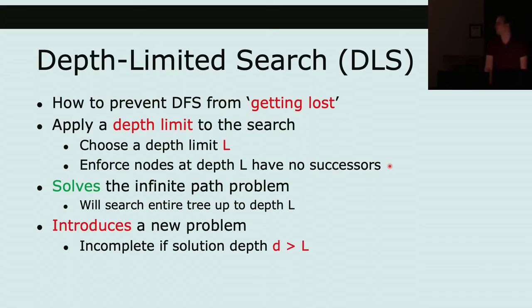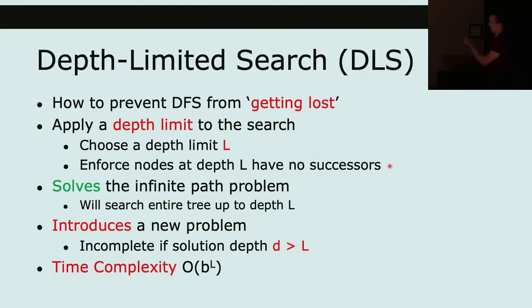But of course, it introduces a new problem, which is that it's incomplete if the solution is past L. So if we chose L equal to 15, but the first solution is at depth 20, we won't find it. The time complexity, however, got a little bit better because it's now b to the power of L, the limit that we've chosen. It's no longer the maximum possible depth. And the space complexity is even better, which is b times L. So it's a linear space complexity, and this algorithm is very runnable.